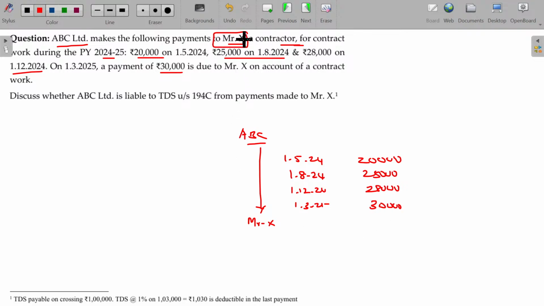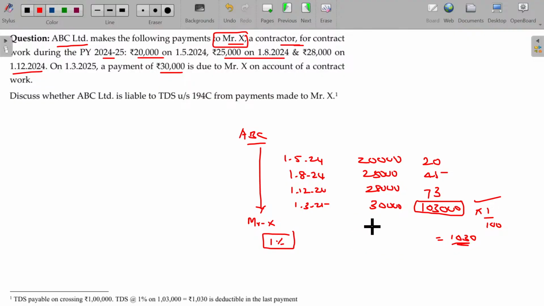The recipient being Mr. X, what is the tax rate applicable? TDS rate applicable is 1%. So, cumulative being 20,000, 45,000, and 73,000, then 1,03,000. The moment the last payment is made, it crosses 1,00,000 rupees, then TDS is applicable. TDS will be applicable at the rate of 1% on this, being 1,030. This 1,030 will be deductible from the last payment. Earlier, we have already completed payment. For the last payment, from the 30,000 rupees, 1,030 is deducted.